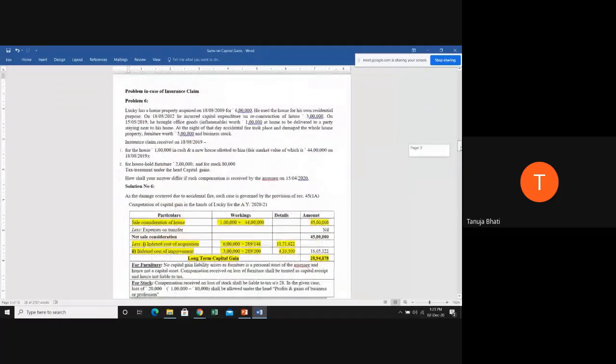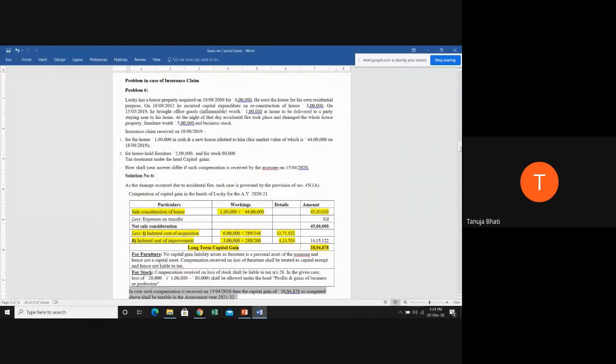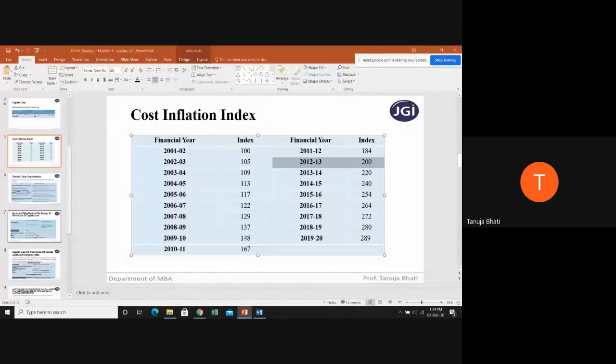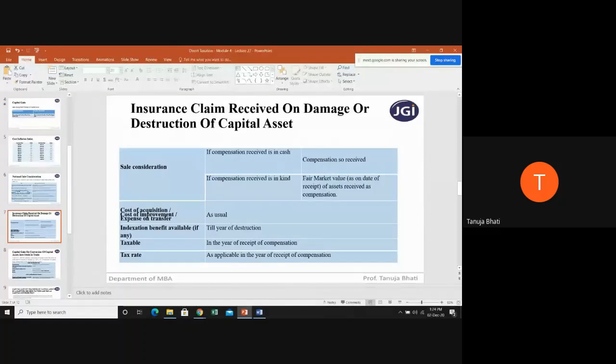Is this sum clear? So whenever you get problems on any such provision, if you just go through the provision, everything has already been given here: what is the sales consideration you're supposed to take, what is the cost of acquisition, up to which year indexation will be available, and when it will be taxable. Okay, it will be taxable in the year of receipt of compensation. Suppose you're receiving compensation next year, it will be taxable in the next year, not in the current year. So did everyone understand insurance claim?